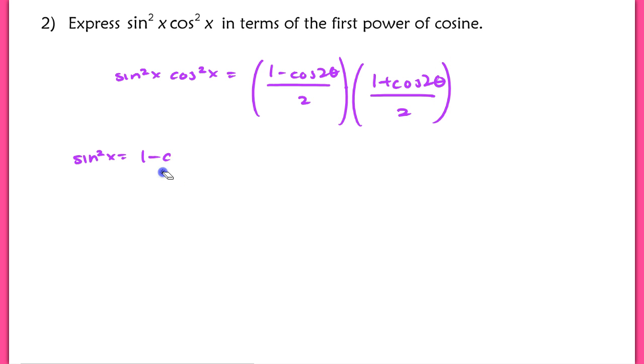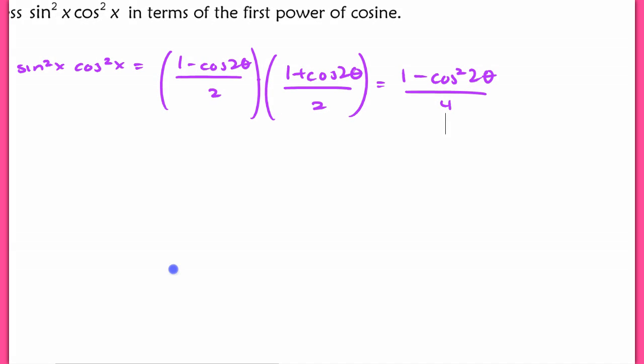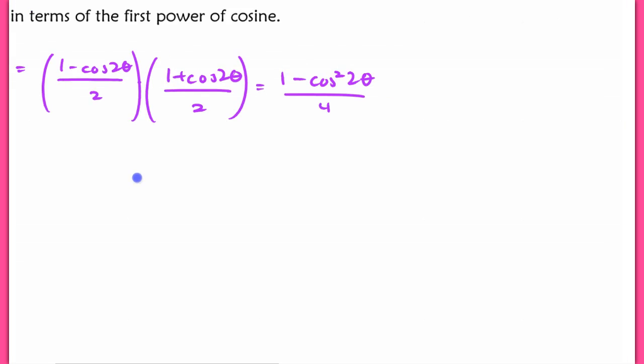All right, and then after this, let me erase here. I don't have sine anymore, so that's good. But if I were to multiply here, I do end up with 1 minus cosine squared 2 theta all over 4, right? If I were to manipulate this a little bit. So that's not quite what I want, because I want it in terms of the first power of cosine.